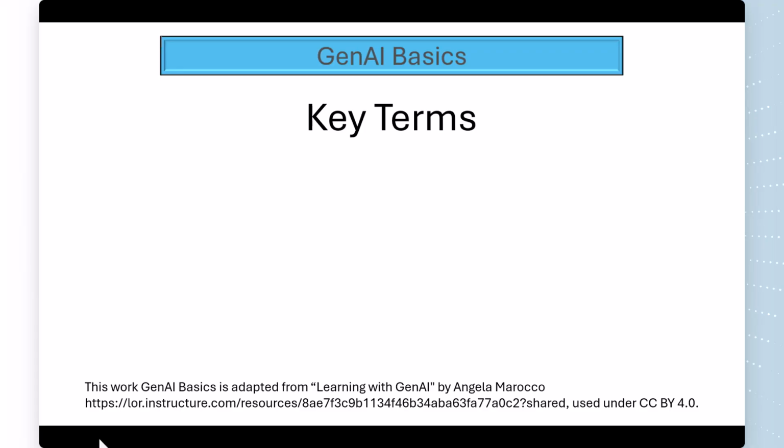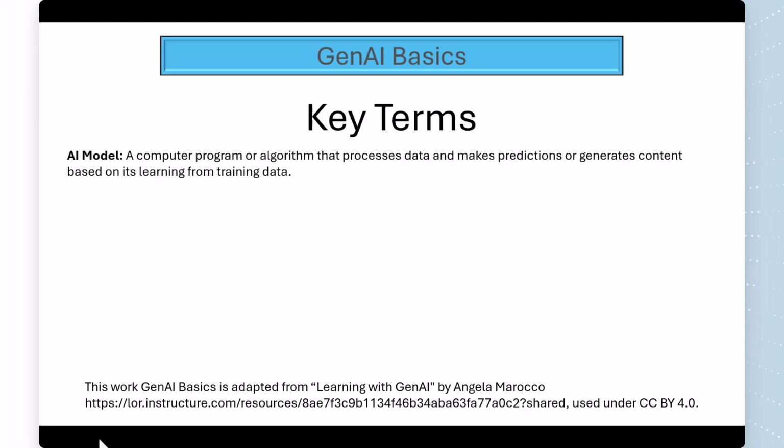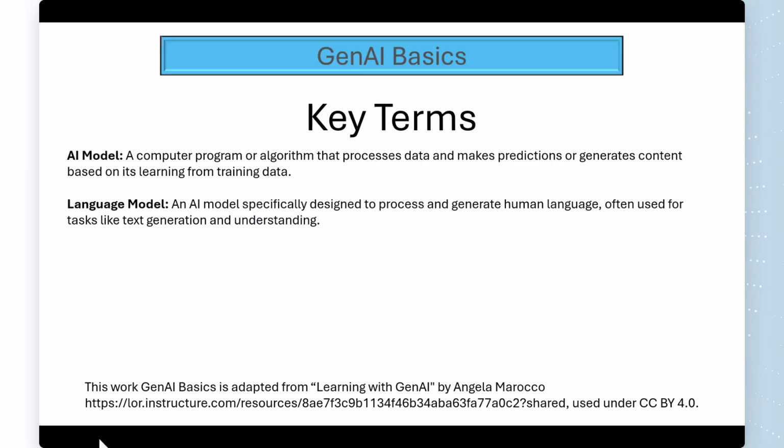Let's look at some key terms to get started. We'll start with the basics and work up. AI model, a computer program or algorithm that processes data and makes predictions or generates content based on its learning from training data. Language model, an AI model specifically designed to process and generate human language, often used for tasks like text generation and understanding.